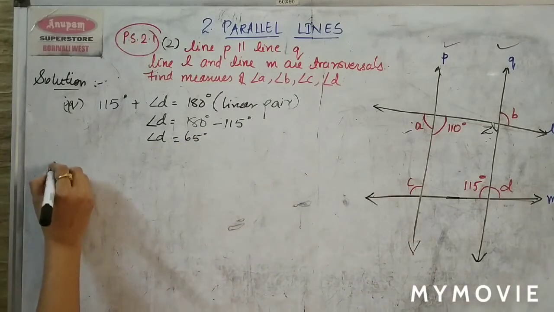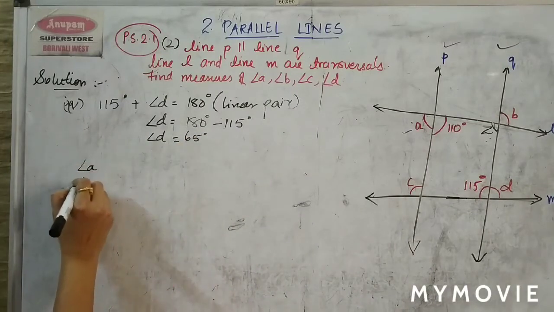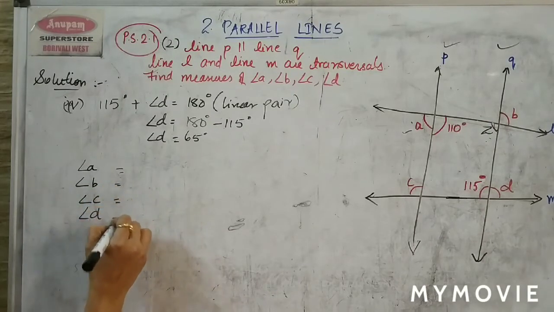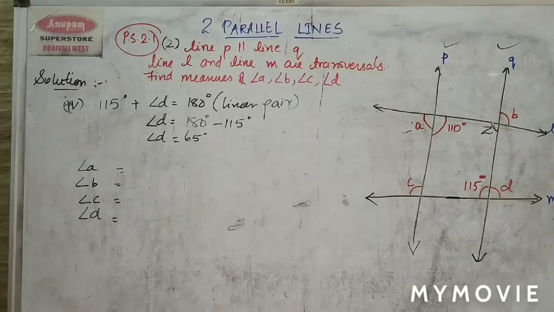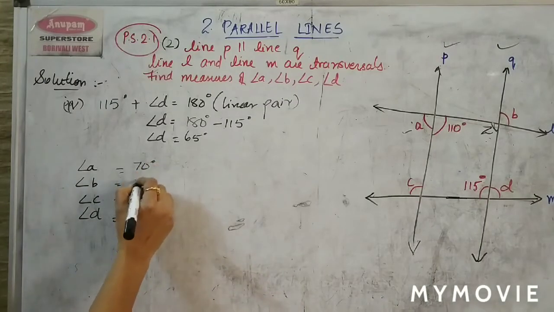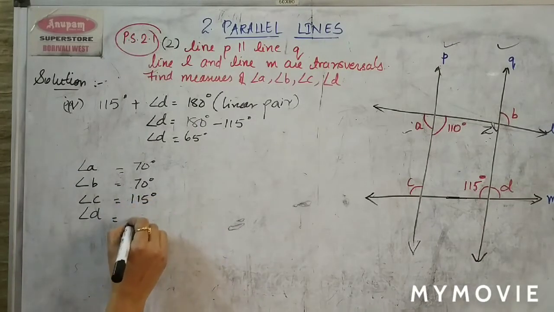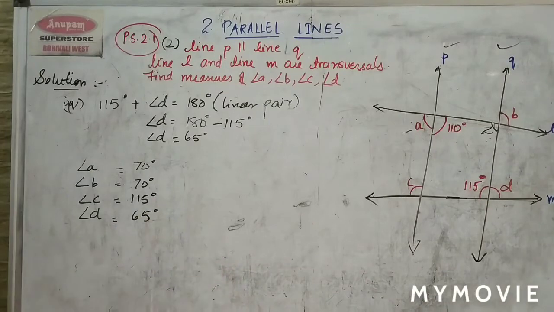So at the end, we will write down angle A, angle B, angle C, and angle D. We'll write down the measure of all the four angles. So angle A will be 70 degrees, angle B also will be 70 degrees, angle C was 115 degrees, and angle D was 65 degrees. So this is your answer.